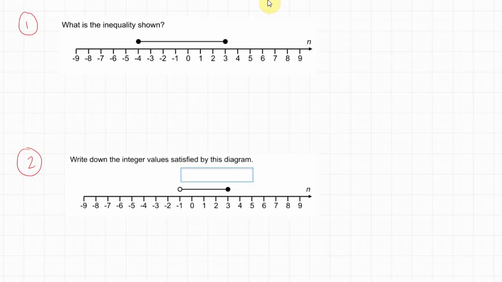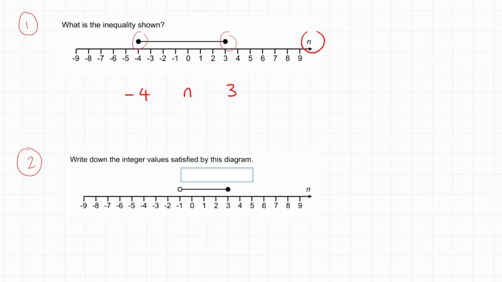This is question 1. So when we've got a coloured in circle, that means we're going to have inequality signs like this, because it's included, so it's equal to as well. I'm just going to make my pen a little bit thicker. So we've got numbers -4 and 3. And remember, use the letter they've given you on the number line, so use n.